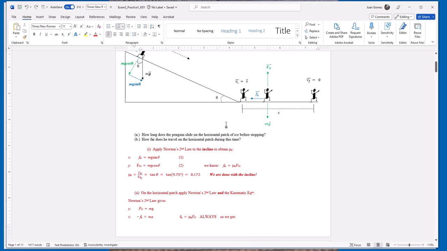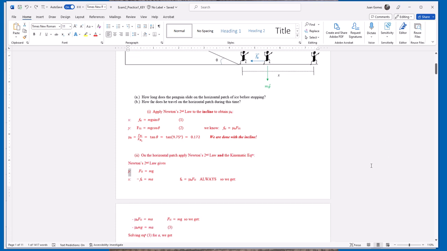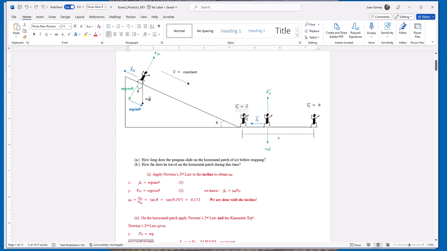Well, I know right away that on the horizontal, Fn has to equal mg, because those are the only two forces acting on the penguin in the y direction. The penguin is not accelerating in the y direction. So in the y direction, that's what I mean when I write y with a colon. I'm just saying that's Newton's second law in the y direction. Right away, Fn equals mg. Well, what about Newton's second law in the x direction? Well, there's only one force acting in the x direction. It's Fk.